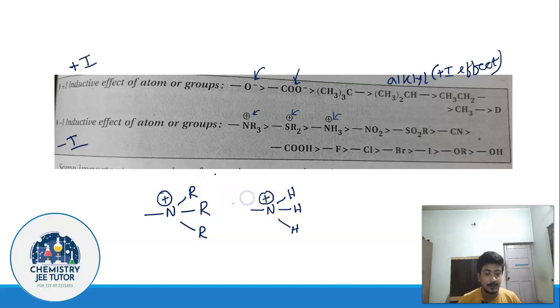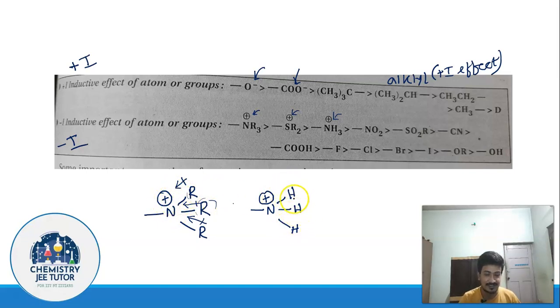So both of them are positively charged species. In this case, these R groups have a plus I effect. That's what is being said here. Since these have a plus I effect, they are going to donate their electrons towards this positively charged nitrogen, and the positively charged nitrogen will actually accept those electrons because it has a positive charge over it and it needs to neutralize it. So the plus I effect of the R group is definitely going to neutralize the positive charge over this nitrogen atom.